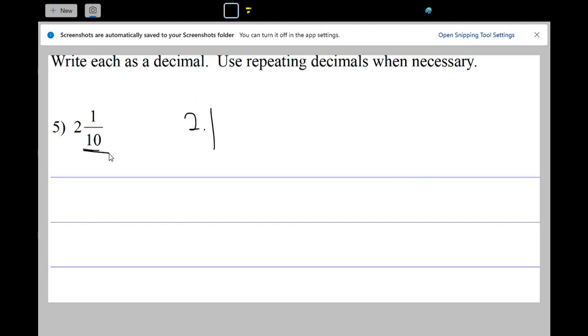You already have a tens base, so that's not an issue. Don't forget the 2 has to go out front in the ones place. This has to be in the tenths place because we are dividing by 10. That's why it's called tenths, because it is literally being divided by 10. So there we go, 2.1.